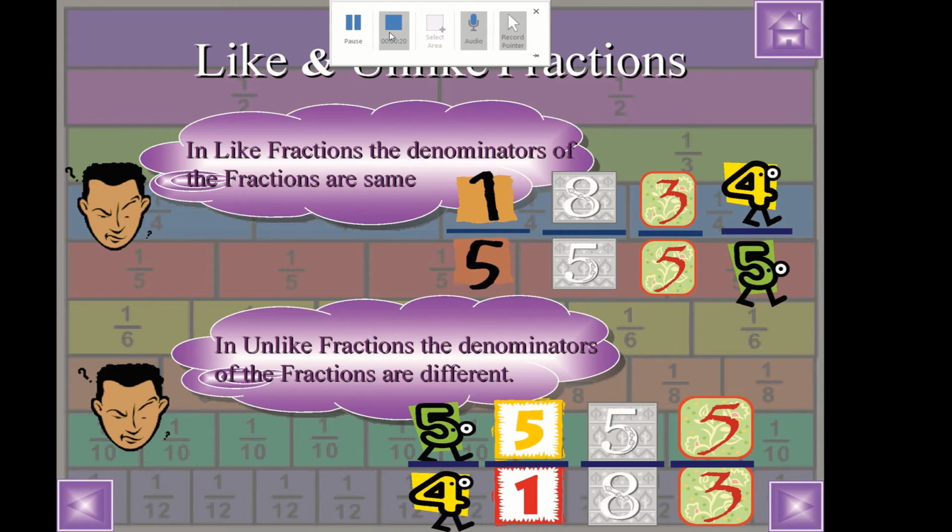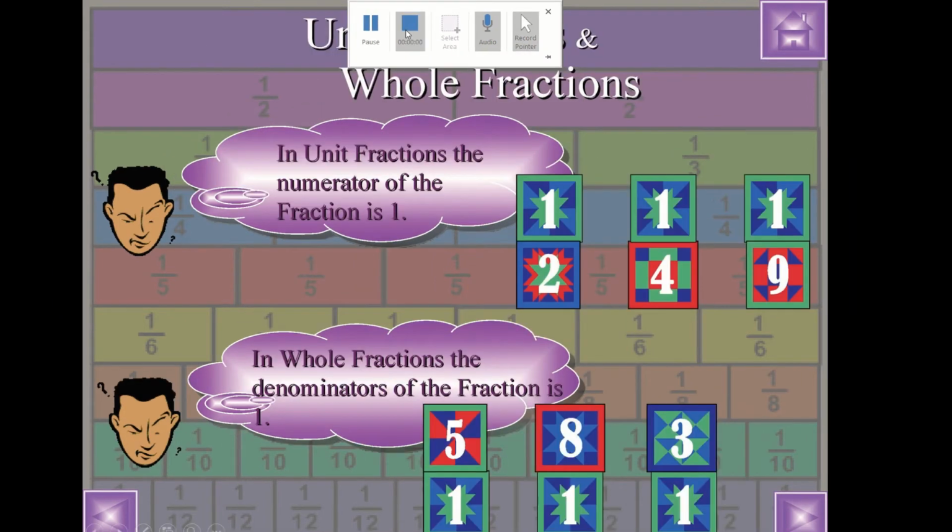And in unlike fractions, the denominators are different. Like 5 by 4, 5 by 1, 5 by 8, 5 by 3, all denominators are different. So these fractions are called unlike fractions.